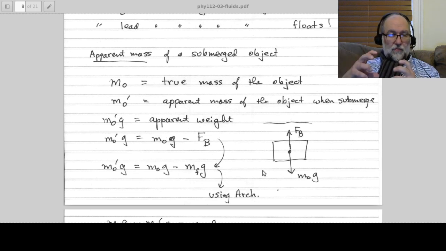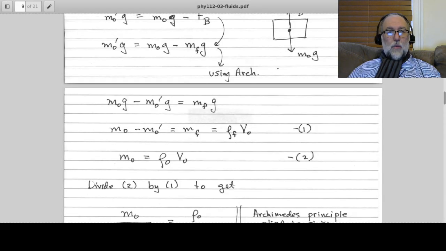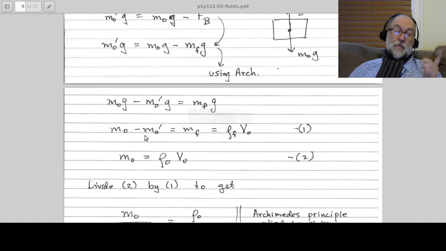It's not sinking, but we've got it on a string like you'll do in the lab. Okay, so now what? Well, now I'm just going to rearrange this. I'm going to put both the true mass and the apparent mass on the same side, and that's going to equal the MF times g, okay? And then I'm going to divide out the g, and I get that the mass of the object minus its apparent mass is the mass of the displaced fluid. And the mass of the displaced fluid we can write as the density of the fluid multiplied by the volume of the object, okay? And that's going to give us equation number one, all right?